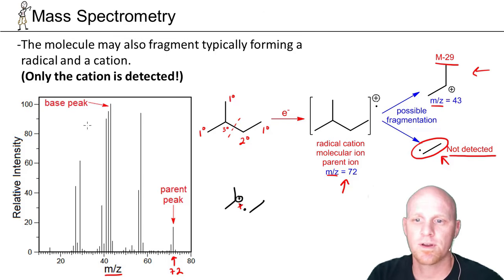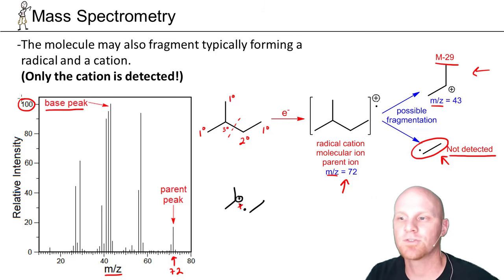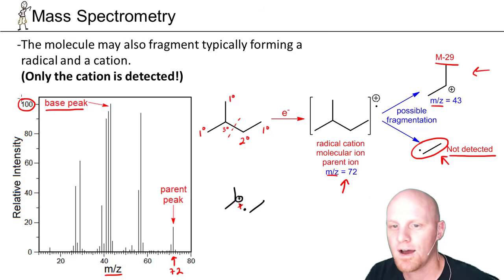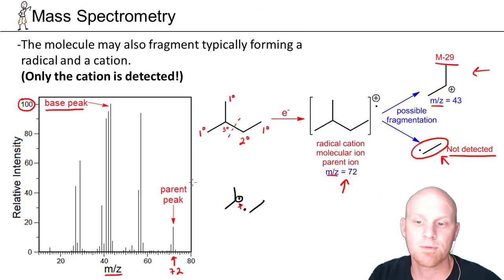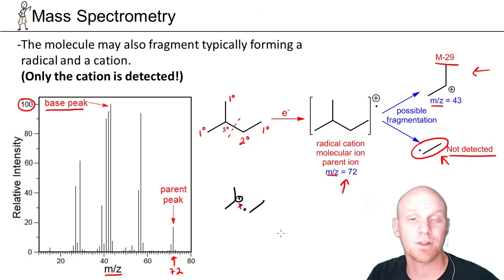Then look at another thing called our base peak. The base peak is just the overall tallest peak on the spectrum, and it's going to be given a relative intensity of 100%, and everything else is relative to that base peak. Sometimes your base peak and your parent peak are two different peaks, but remember that your parent peak is for your molecular ion, and it gives you your molecular weight. Your base peak is just the overall tallest peak on the spectrum.